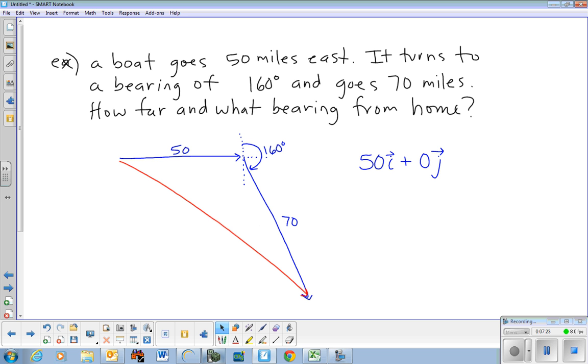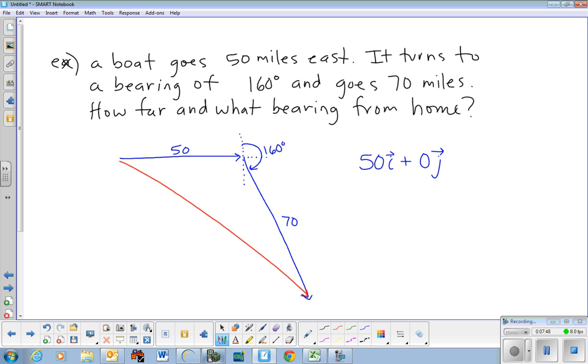So that makes this one a little bit easier. I don't even really need to break it down. It's already completely broken down. But let's look at this next part. If I want to figure out how far right and down the 70 part went, here are my options. You can form a right triangle like we did earlier.